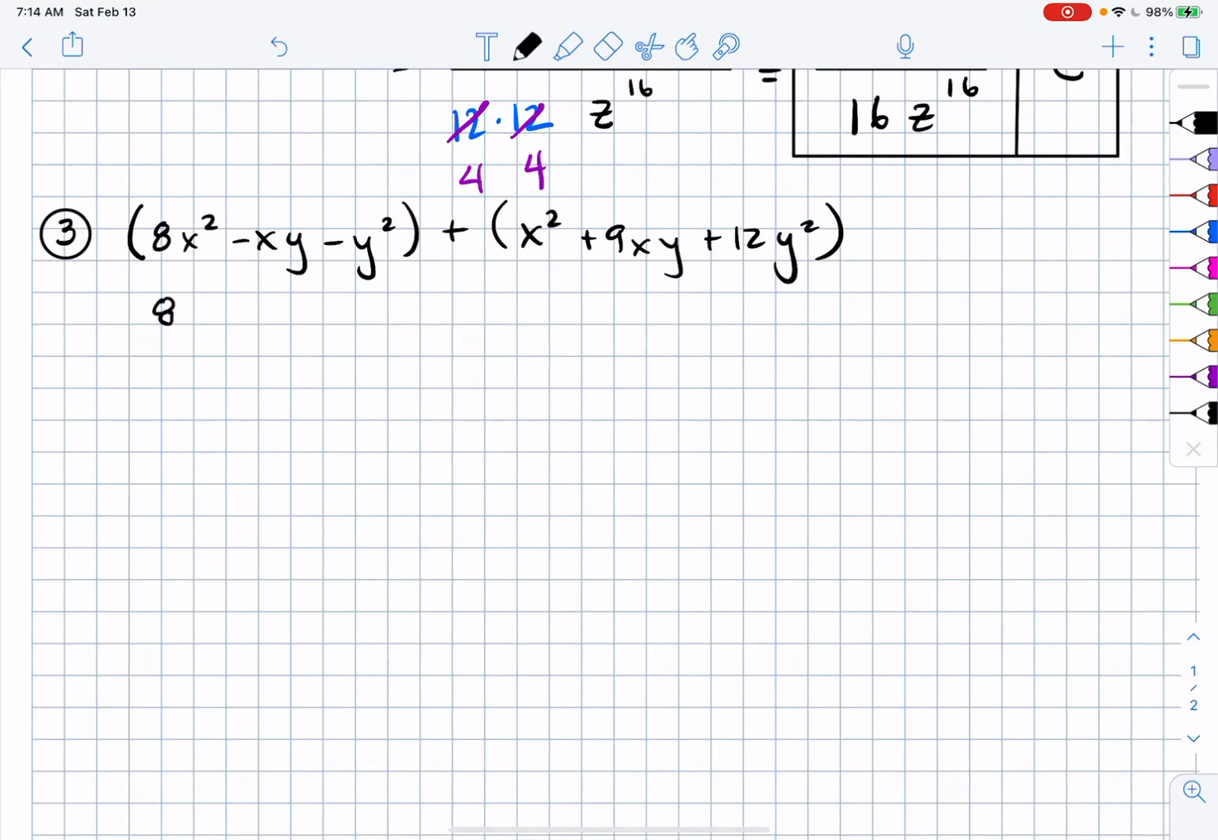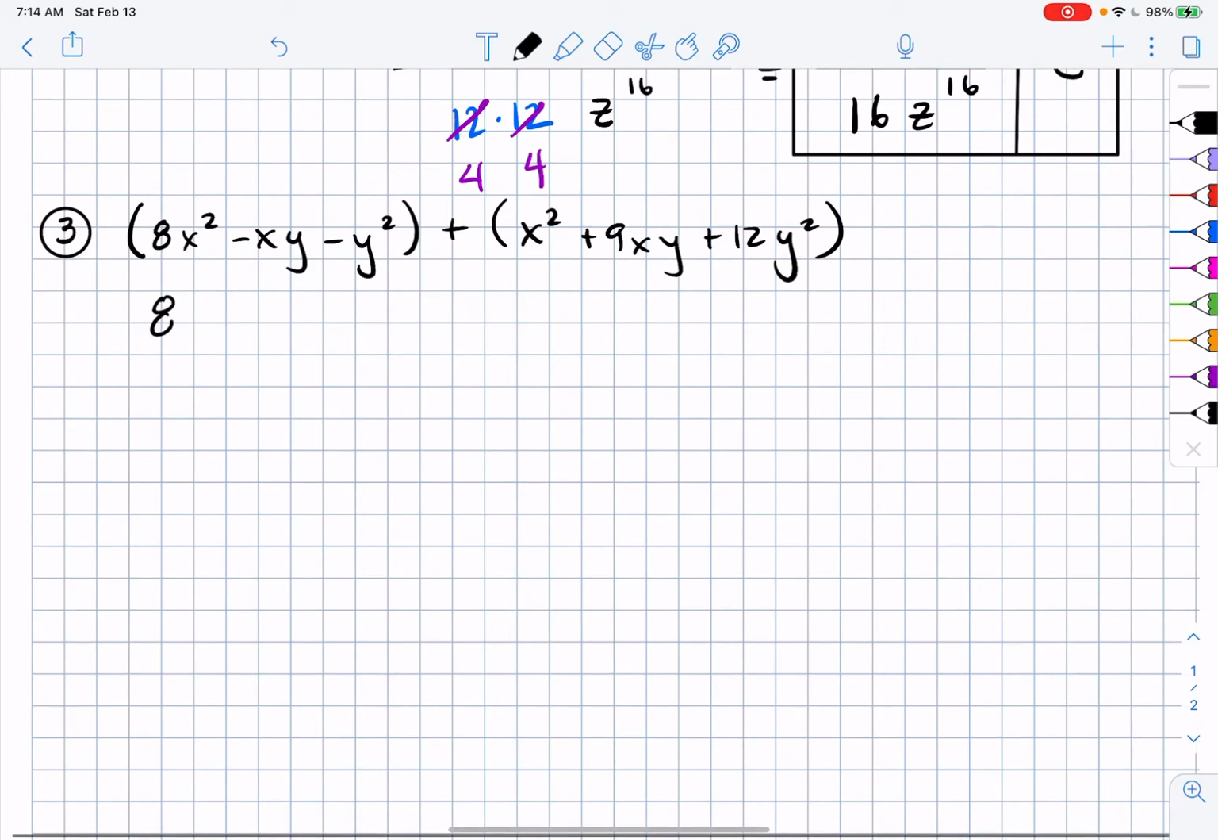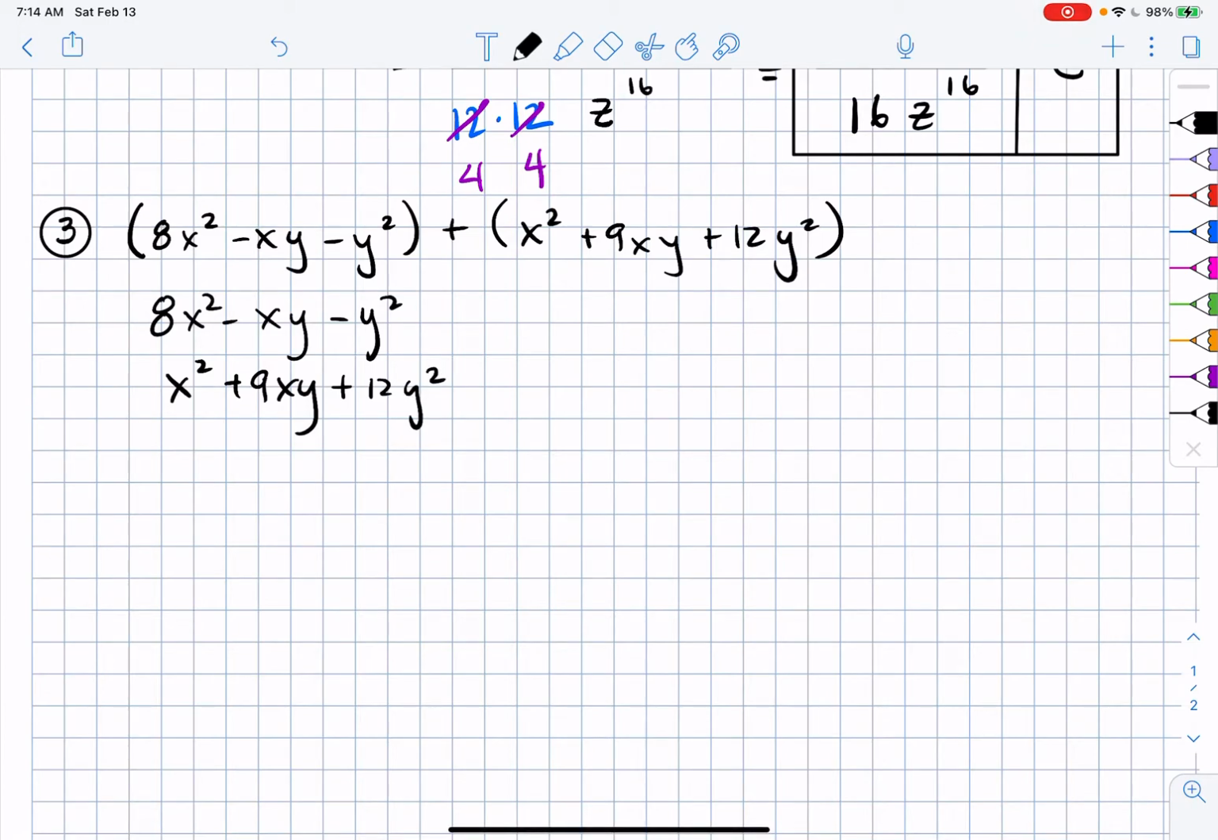So what I would do is take the 1 here, 8x squared minus xy minus y squared. And since the second parentheses is I'm adding it, I'm just going to stack it along the bottom. The x squared under the x squared, the 9xy under the xy, and the plus 12y squared under the y squared. Then I can just add them vertically. And when I add them vertically, what do I get? I get 9x squared plus 8xy plus 11y squared. And that is all it is, and that's choice C.